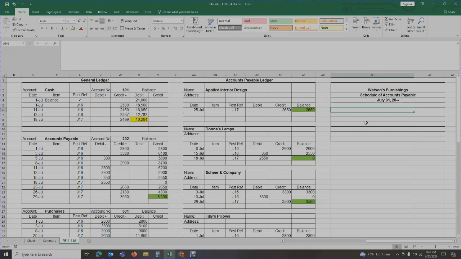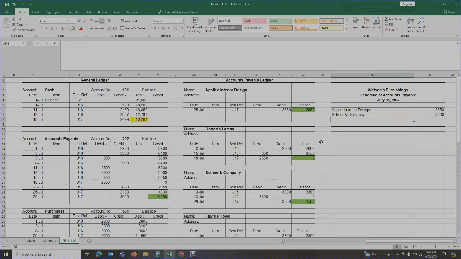Okay, so what are we going to do? Something very simple, which is just basically copy the information of what is owed by vendor, right? If we don't owe anything to that vendor that month, we don't include them. So here we have the first one, Applied Interior Design. How much money do we owe them? We owe them $2,650. Donna's Lamps, we owe them 0. We're not going to include them. Okay. Shear & Company, we owe $35.60.